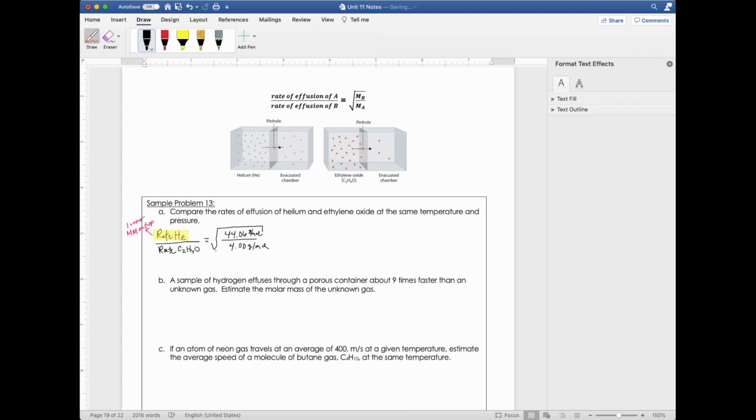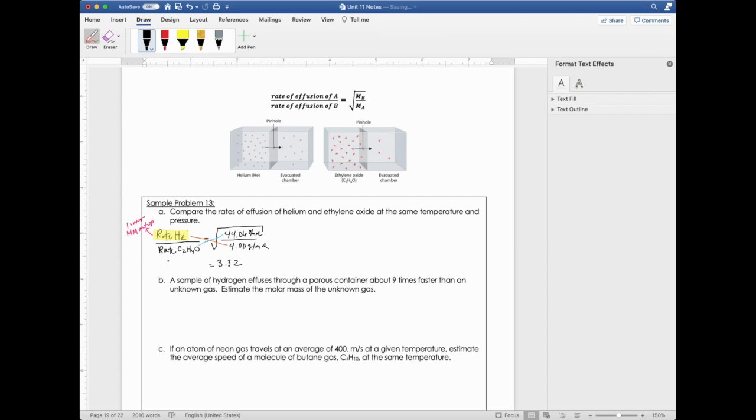Let's mark this down. Notice helium and helium, they're across from one another, and same thing for the other compounds. Ethylene oxide and its molar mass are always opposite of one another. If you solve this correctly, you would find that this whole section right here gives an answer of 3.32. So what does that mean?